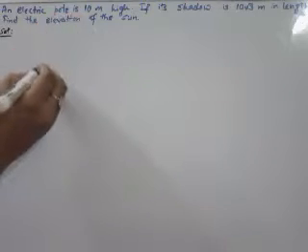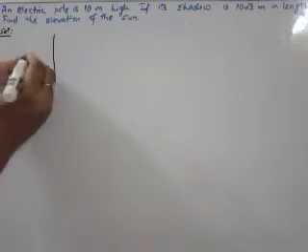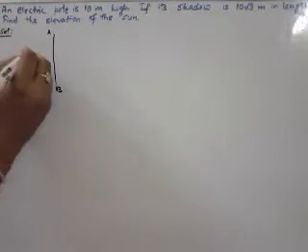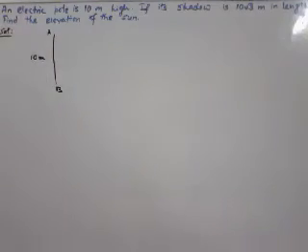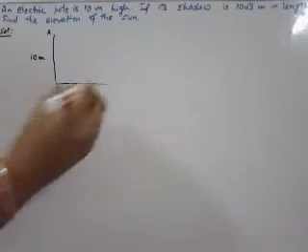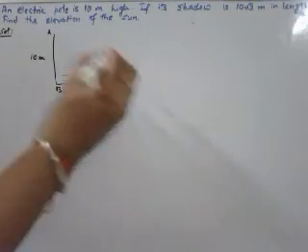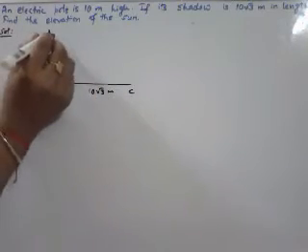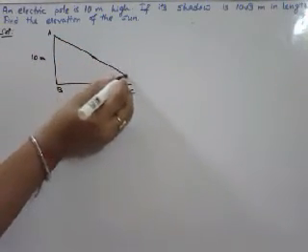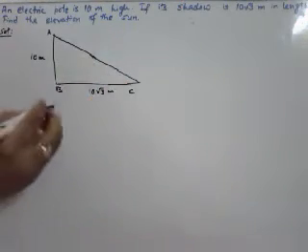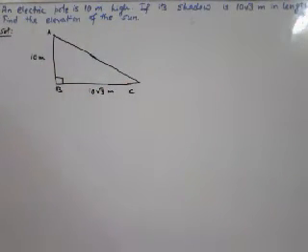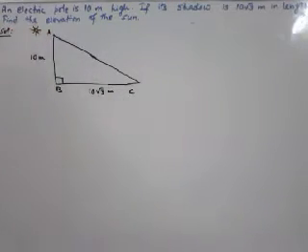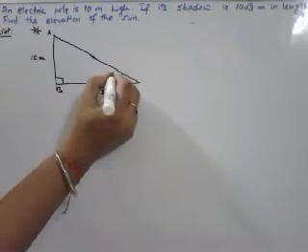Suppose here the electric pole is 10 meter high. So 10 meter high, AB be the pole. AB is the pole which height is 10 meter and the shadow is, suppose, BC and length is 10 root 3 meter. Now find the angle of elevation of the sun. Suppose the angle of elevation of the sun is theta.